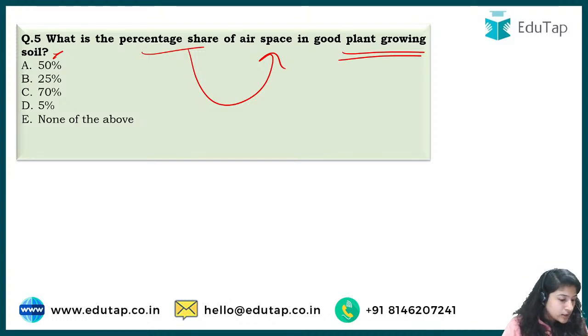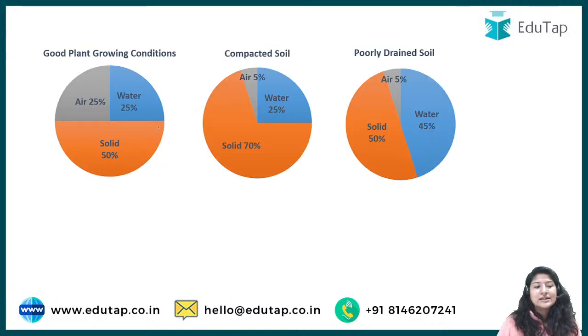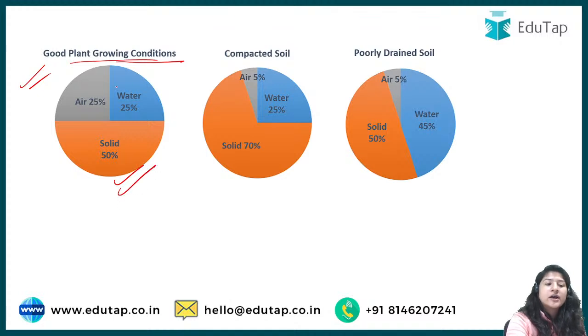Raji says B. Akhil asks if it is 50. Purnima says B, Mansi says B, Confused says B. The correct answer to this is B, that is 25%. Now, in an ideal situation with good plant growing conditions, it is 50% solids, 25% air, and 25% water.